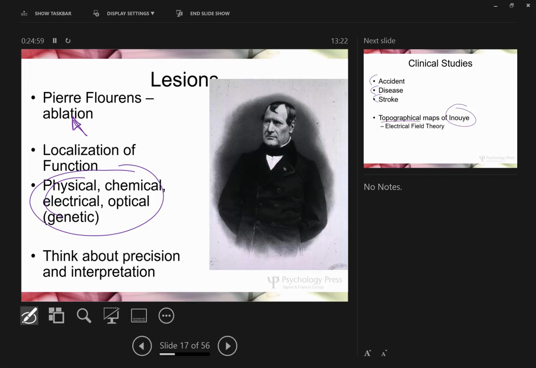The problem with this is this guy wasn't very precise, right? He was going on early. He just took a spoon, scooped out some stuff, and was like, oh, let's see what happens. Again, this was the first guy to do it, right? If somebody goes with a spoon to your brain today, doesn't sound so great, right? But we have much more advanced techniques now.